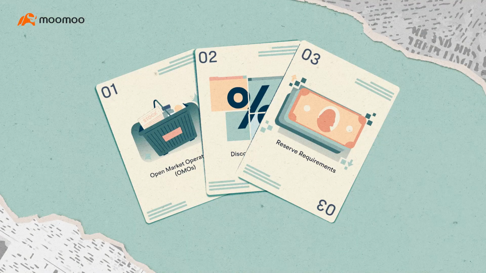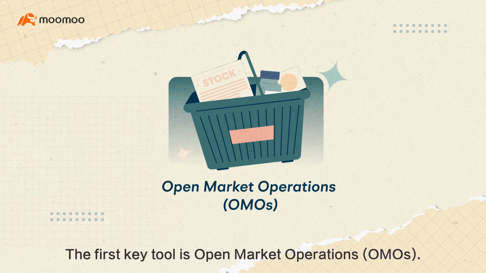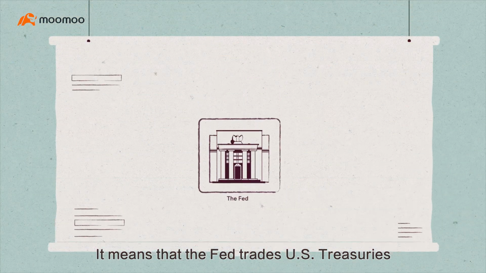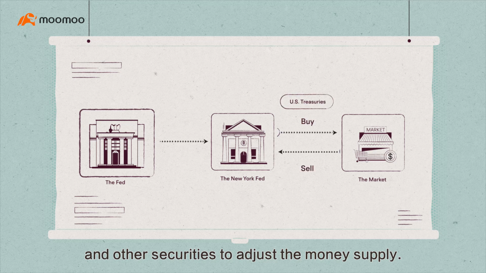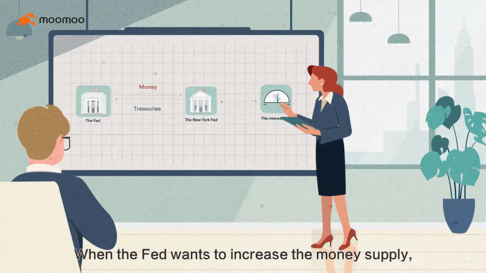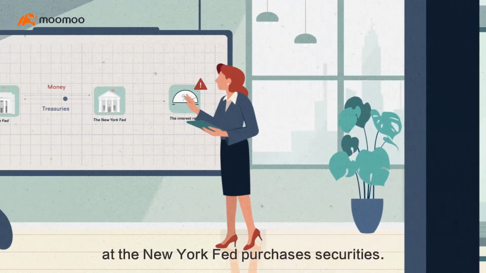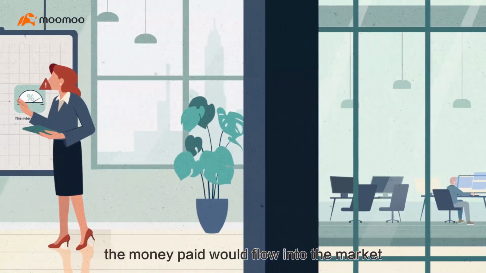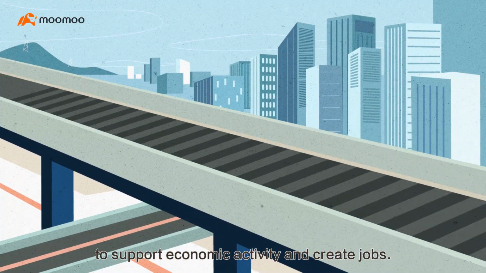Three conventional tools. The first key tool is Open Market Operations, OMOs. It means that the Fed trades U.S. Treasuries and other securities to adjust the money supply. It could help to achieve the goal of raising or lowering interest rates. When the Fed wants to increase the money supply, the open market trading desk at the New York Fed purchases securities. And then, the money paid would flow into the market to support economic activity and create jobs.